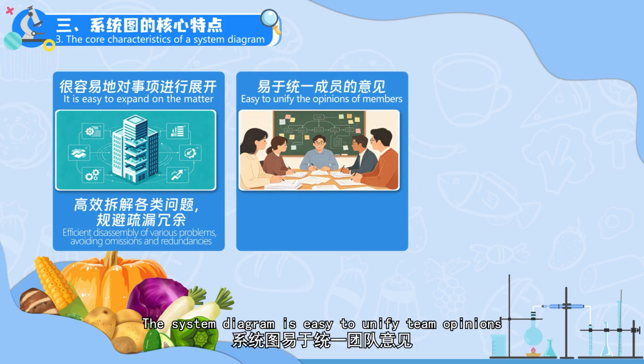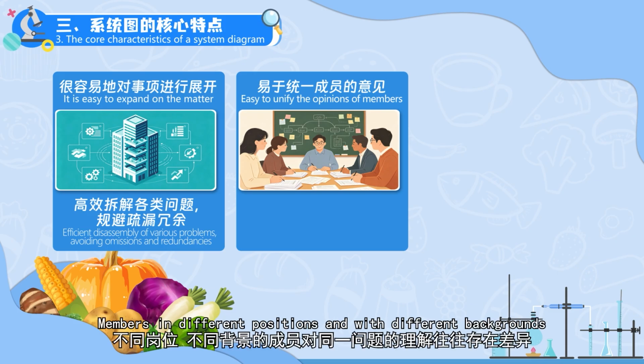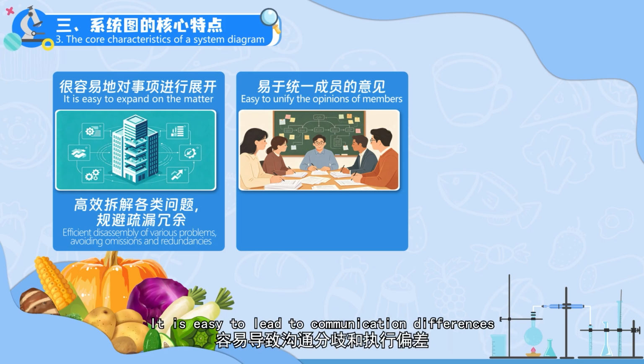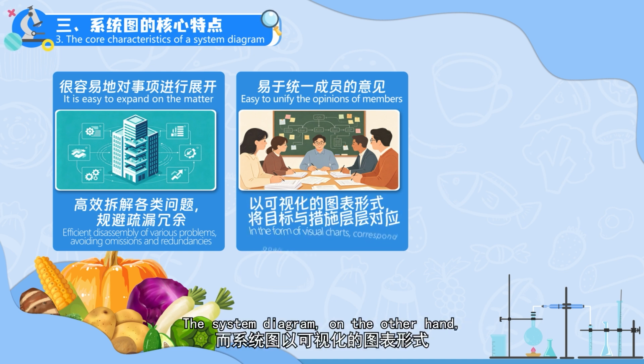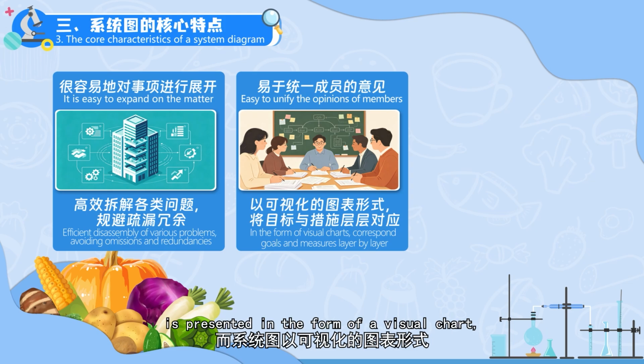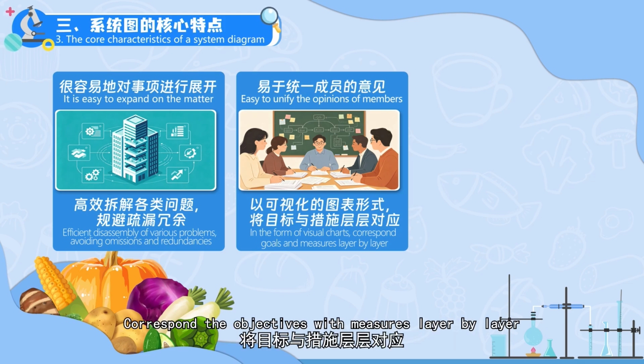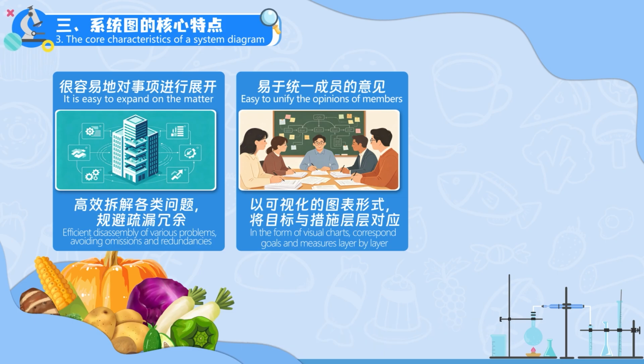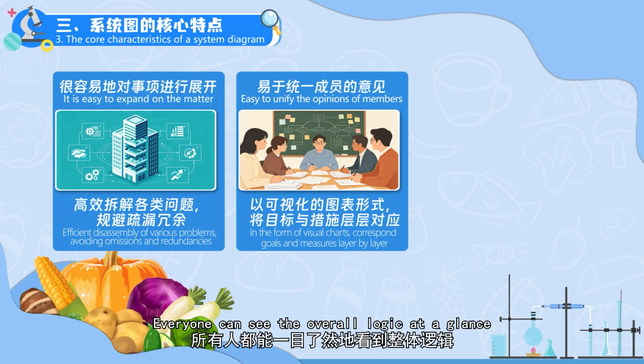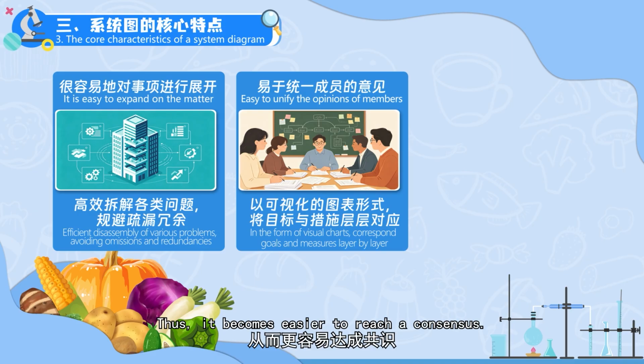Secondly, the system diagram is easy to unify team opinions. In practical work, members in different positions and with different backgrounds often have different understandings of the same issue. It is easy to lead to communication differences and execution deviations. The system diagram, on the other hand, is presented in the form of a visual chart. Correspond the objectives with measures layer by layer. Everyone can see the overall logic at a glance. Thus, it becomes easier to reach a consensus.